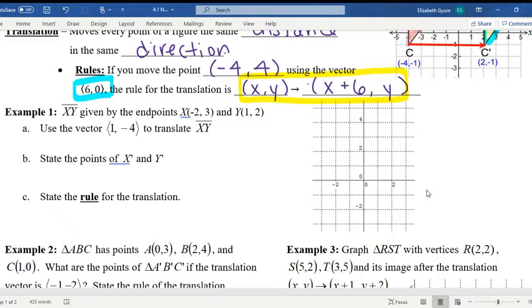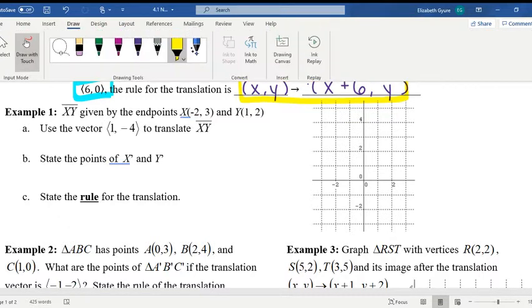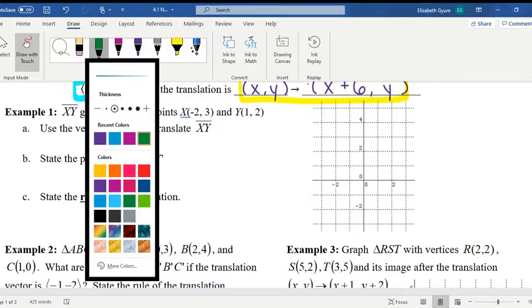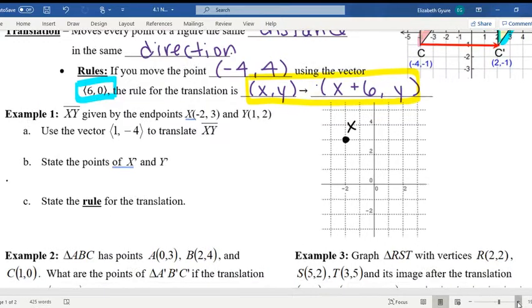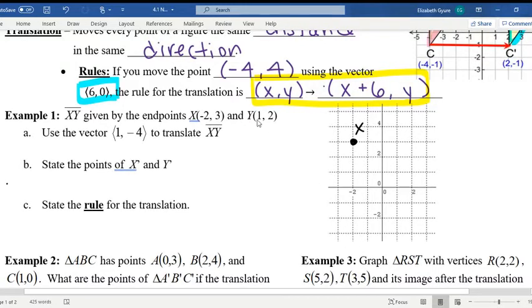So I'm going to start by drawing my original segment. My original X is (-2, 3). So from your origin, that's left 2, up 3. I'm going to put a little X there. And then Y is (1, 2), so that's right 1, up 2. I'm going to put my Y there and then connect it. Make sure you put your X and your Y. If you don't put an X and a Y, will I know which one's your first segment versus your second segment? No.